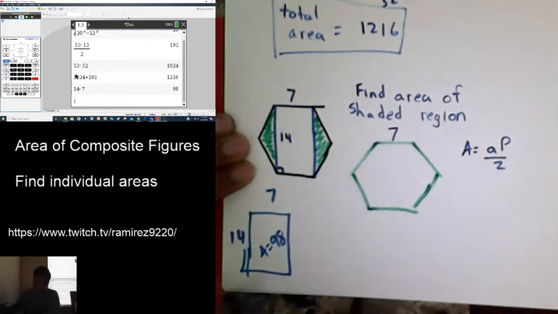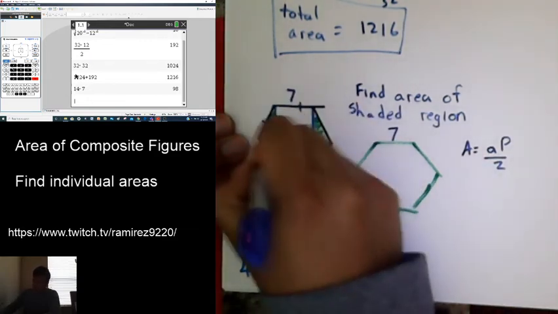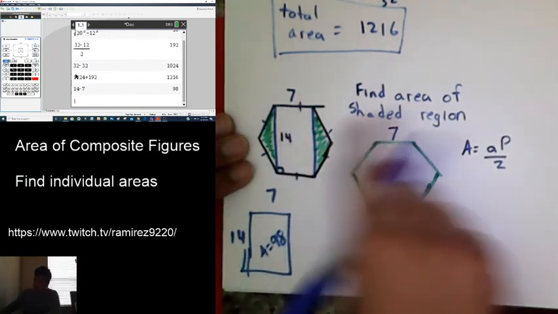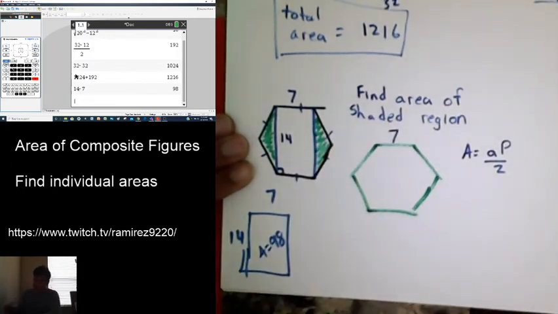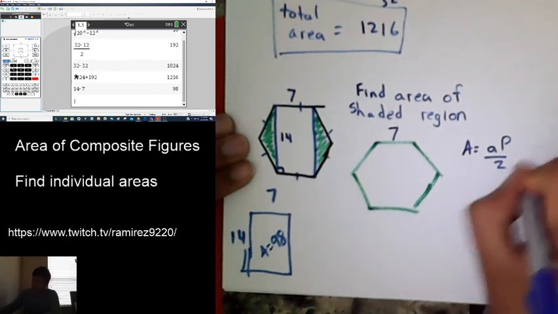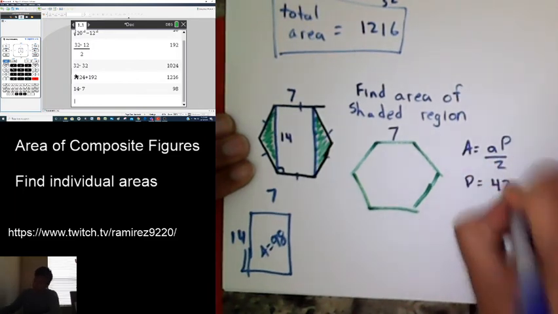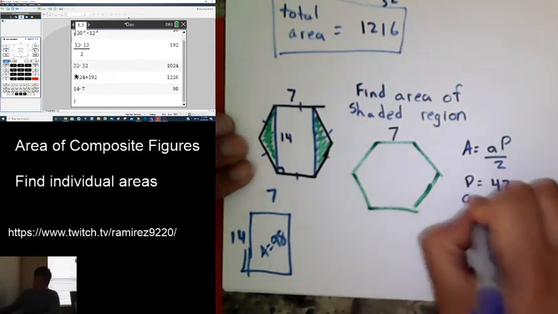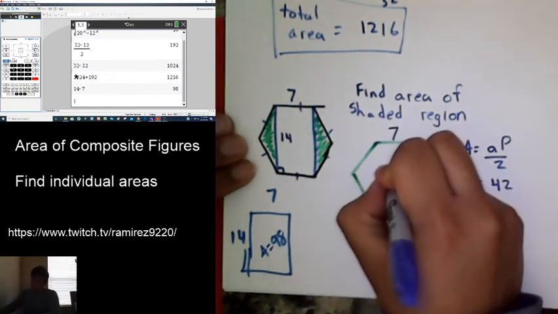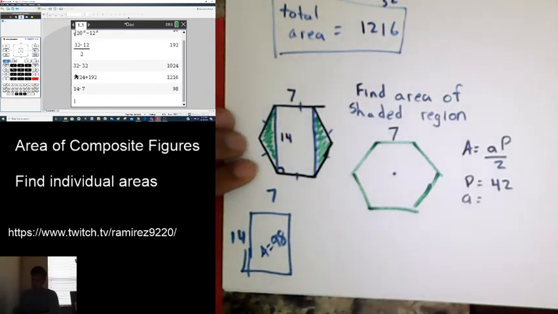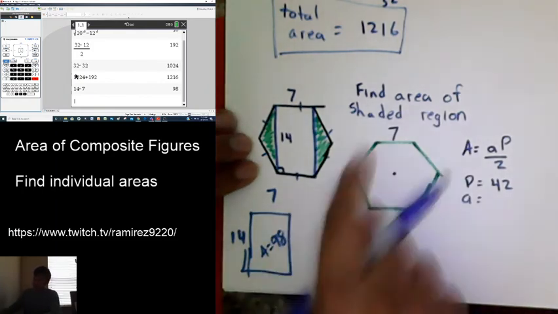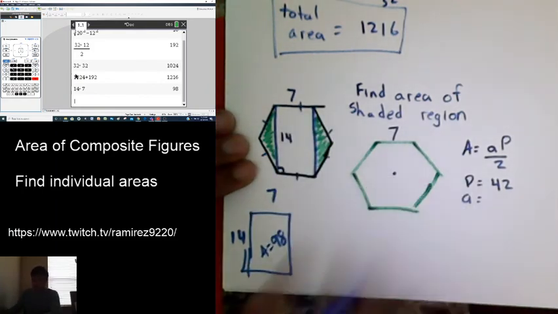Since it's a regular polygon, and I should have indicated with tick marks here, all sides are 7, there's 6 of them, so 6 times 7. I know that my perimeter at the moment is 42, but I don't know my apothem. So again, this is one of those problems where you just have to do some little extra steps, go back and look at those videos if you need more examples.